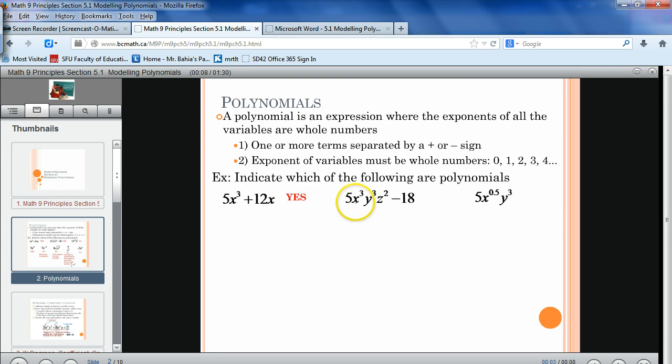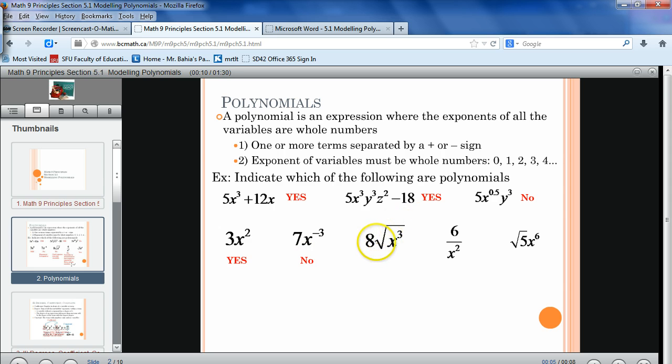This one here, again, there are the exponents. They're whole numbers. So yes, that's also a polynomial. Now here, the exponent is not a whole number. It's a decimal, and so it would not be a polynomial. What about these guys here? Would 3x squared be a polynomial? Yes, it would, because again, the exponent is a whole number. Here, this is not, because the exponent has to be a positive whole number, not negative. So if there's a negative exponent, it's not a polynomial.